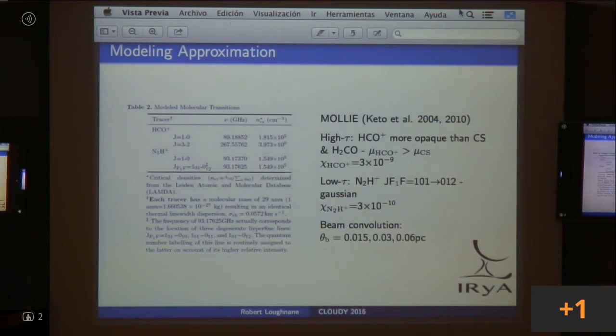So we used Eric Keto's MOLLIE code, Molecular Line Explorer. The MOLLIE code is non-LTE. It is very useful for modeling the small-scale structure of simulated gas. It doesn't have the large velocity gradient assumption. It doesn't consider the microturbulent assumption either, and hence it's very useful for what we're trying to do here.